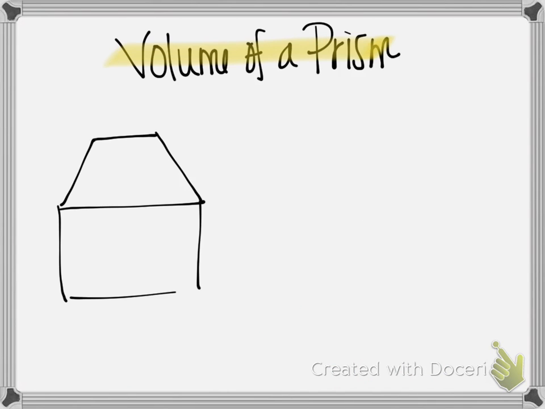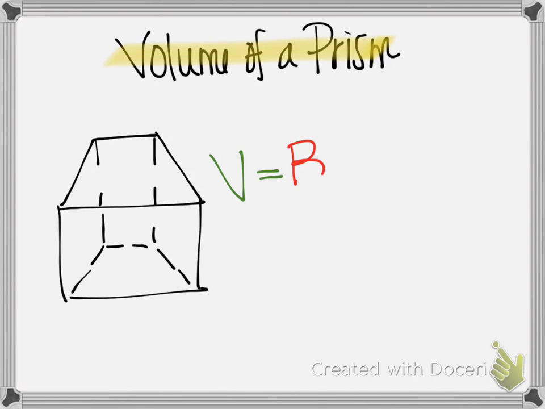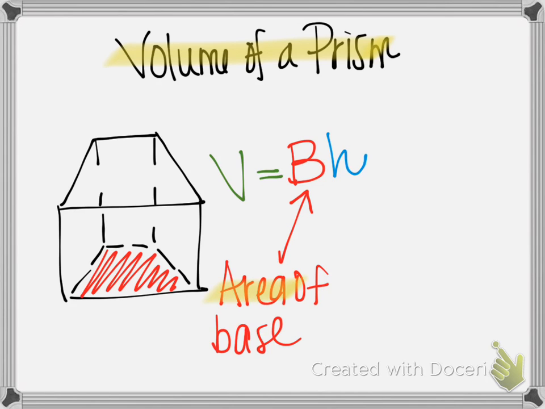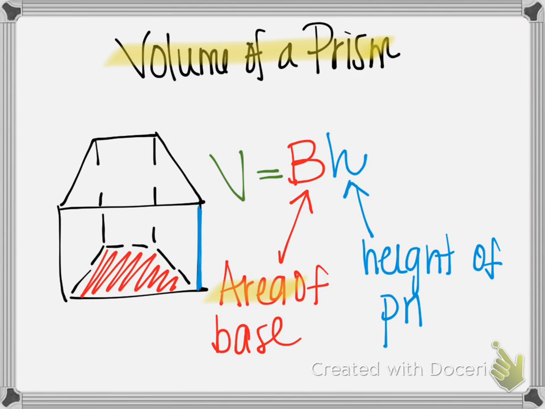Here is the volume of a prism. I drew a trapezoidal prism, and the formula is area of the base times the height. Remember, B always stands for area of the base, and the bases are the congruent parallel faces. And H stands for height, which is the height of the prism. Remember, that is the distance between the bases.